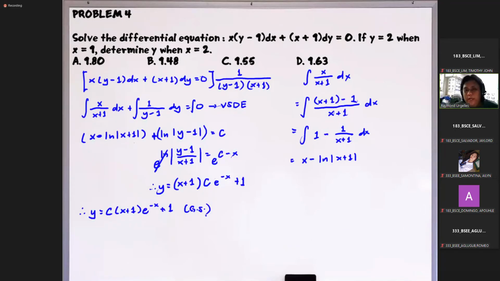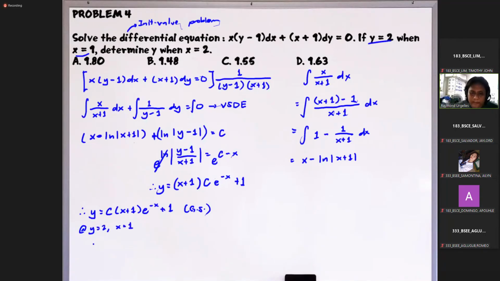For the particular solution, we just need to evaluate c. And we know that if y is equal to 2, x is equal to 1, that is what we call the initial condition. That's why problems of this kind are called initial value problems, the ones that involve an initial value, since usually what we look for there is the particular solution. So again, as given, if y is equal to 2, x is equal to 1.